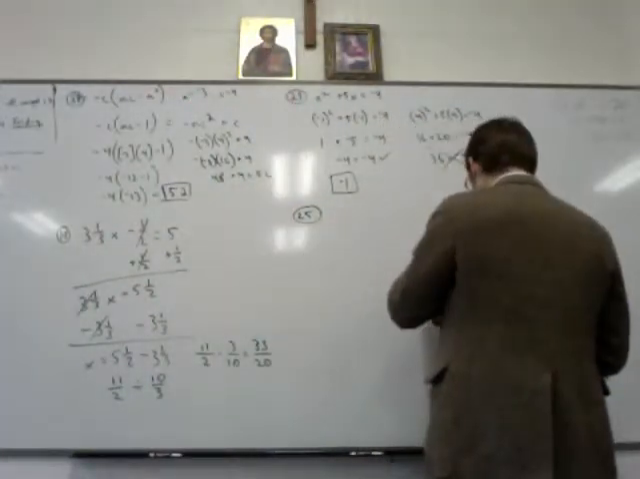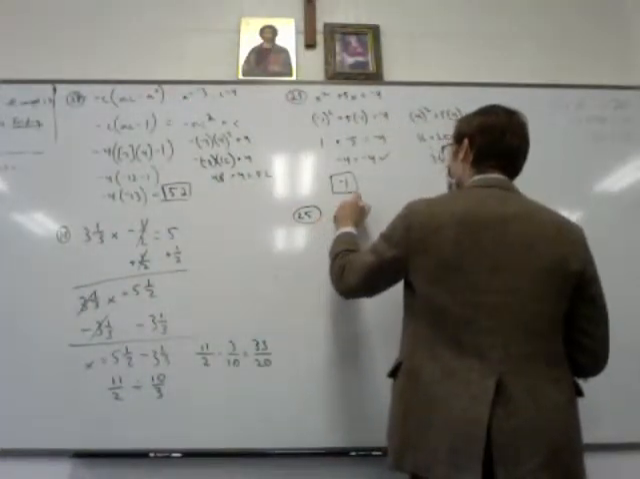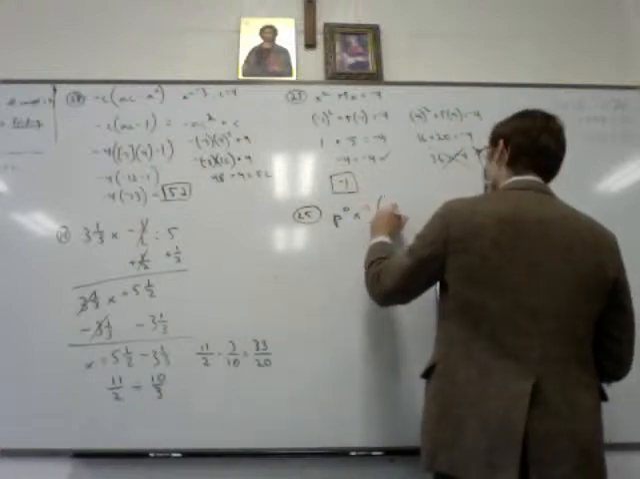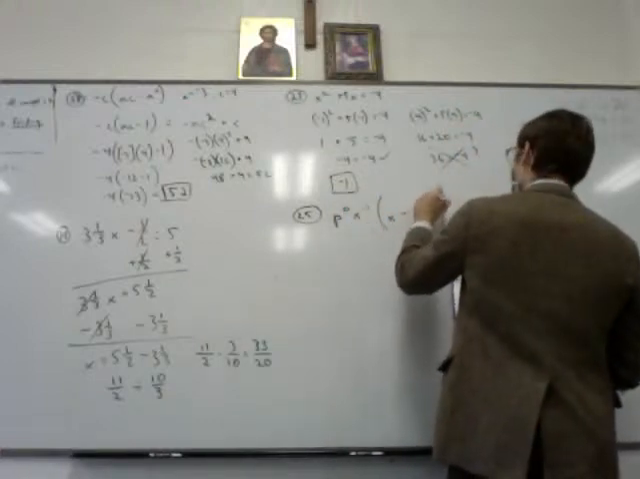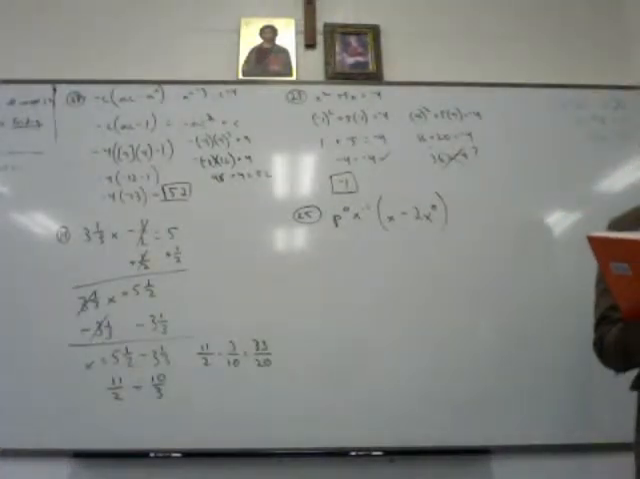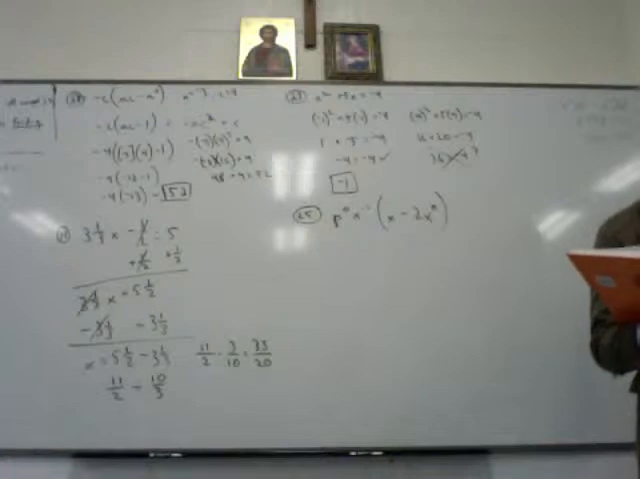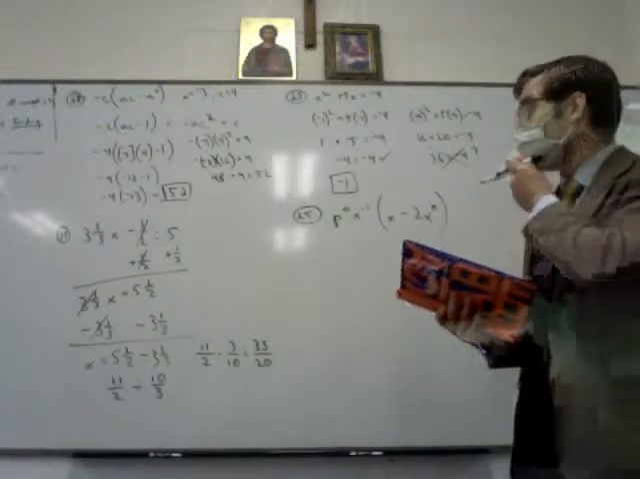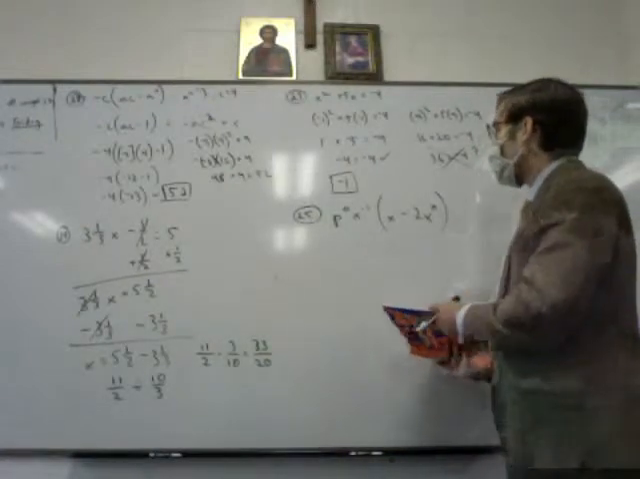And here's what they give us. P to the 0, x to the negative 1, parenthesis, x minus 2x to the 0. Before we do anything else, what should we do? We should use the distributive property. No, before we do anything else.